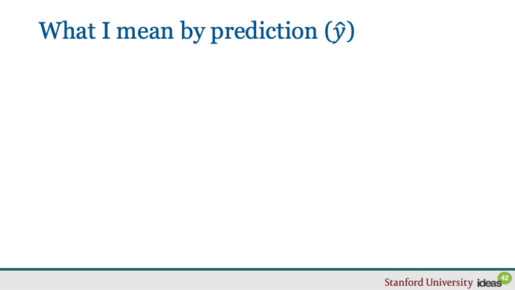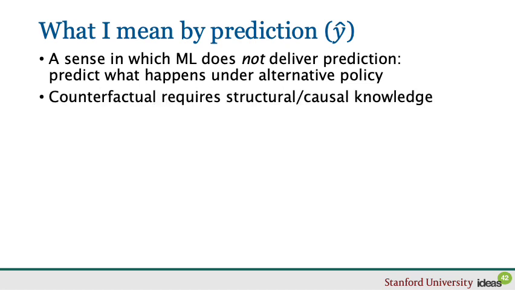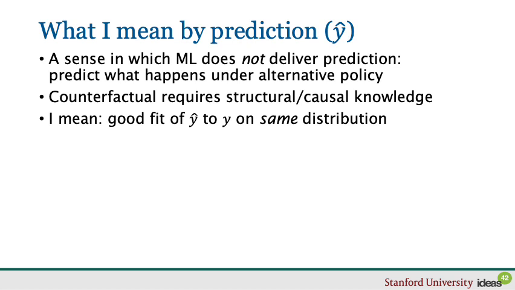So what I mean by prediction is that, of course, in one way, machine learning is not great at prediction. It's not necessarily great at predicting what would happen if I used an alternative policy, which is inherently a causal inference question. So I don't mean the what-would-happen-if prediction, or what will happen tomorrow if something has changed. What I mean by prediction is really not this counterfactual that requires structural or causal knowledge, but it is the question: can I get a good fit of y-hat to y on data from the same distribution? So it's really saying prediction holding the distribution constant.